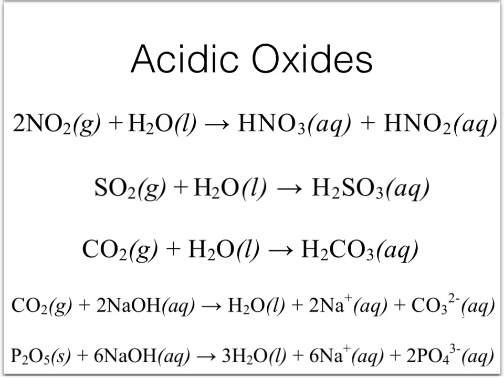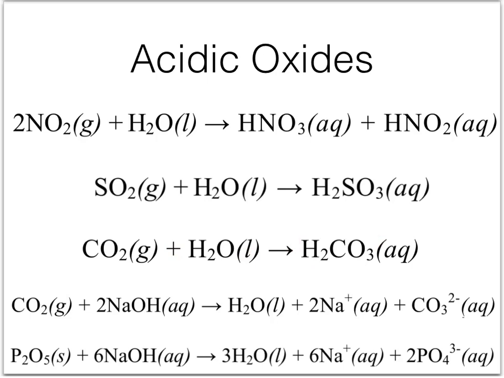We've got sulfur dioxide reacting with water to produce sulfurous acid. That's not sulfuric acid, it's sulfurous acid. So SO3 means it's sulfurous. We've also got carbon dioxide reacting with water to produce carbonic acid. So those are all examples of oxides reacting with water to produce an acid.